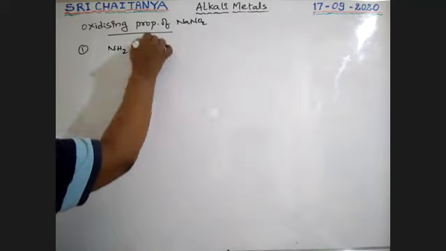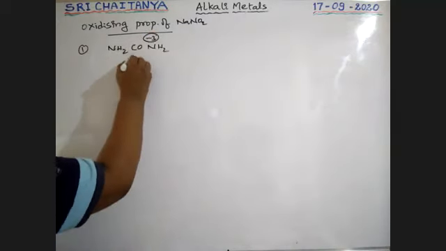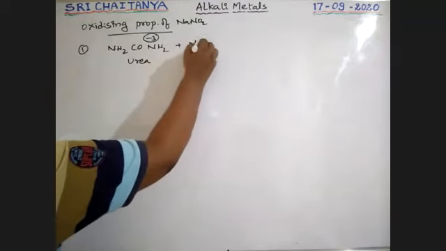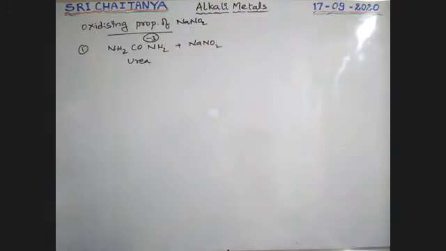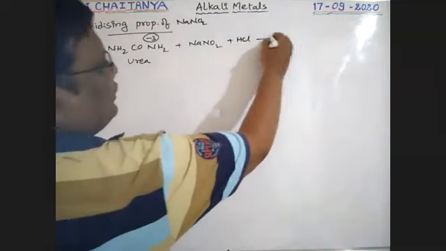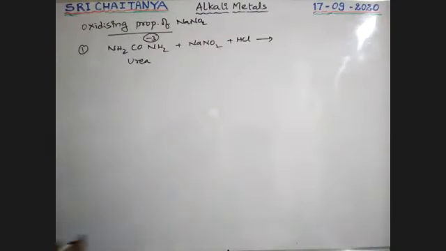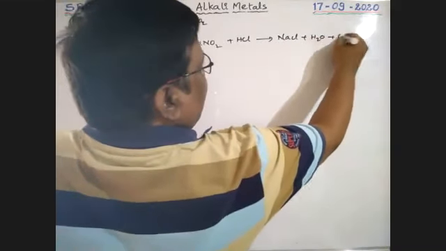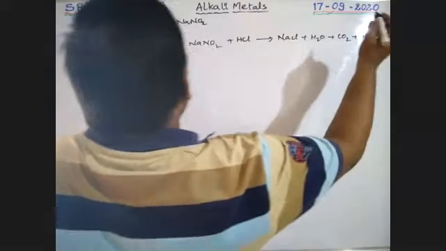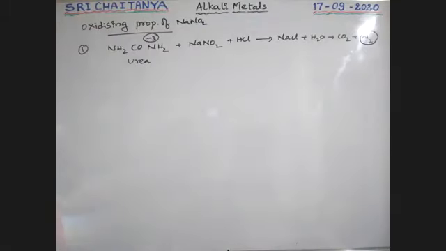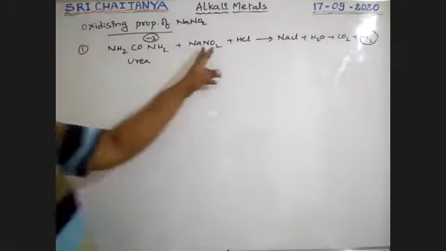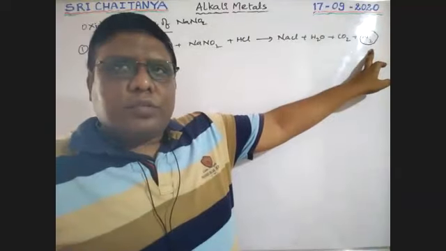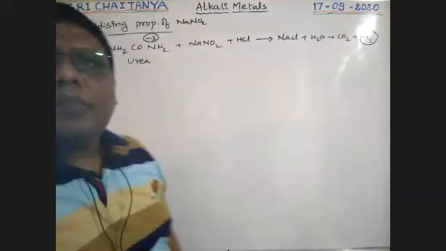Urea, NH2CONH2, has nitrogen in the -3 oxidation state. When it reacts with NaNO2 in the presence of an acid like HCl, it gives NaCl plus H2O plus CO2 plus N2 as products. Here NaNO2 is changed to N2, so it is reduced and therefore acts as an oxidizing agent.